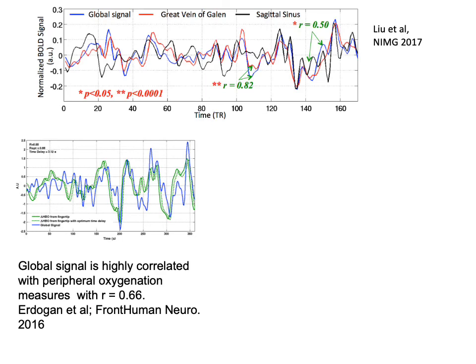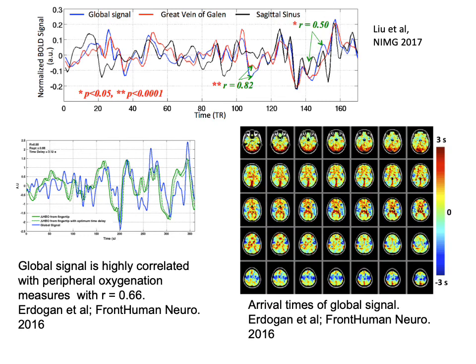In fMRI, global activity is often summarized with what is referred to as the global signal, which is computed as the mean of all the signals in the brain. It has been shown that this global signal is highly correlated with the BOLD signals measured in the large draining veins, as well as measures of peripheral oxygenation obtained from the fingertip. Of particular relevance to this symposium, the timing lag structure of the global signal exhibits a high degree of spatial structure.